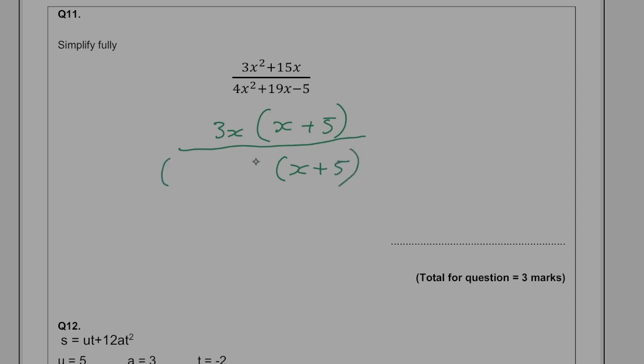So we need the other bracket. To make a 4x squared, we must have a 4x there, to give us our 4x squared, and then we'll say that would need to be a -1 to give us the -5, and we'll see whether the other part works. So 4x times by 5 would give us 20, and then 20 take away 1 would give us 19. So that does work. So we're then going to simplify that by cancelling those, and it leaves us with 3x over 4x minus 1.